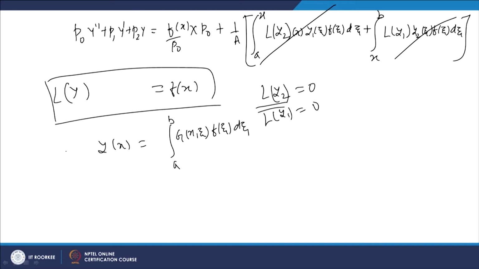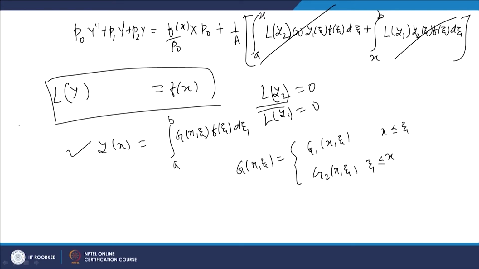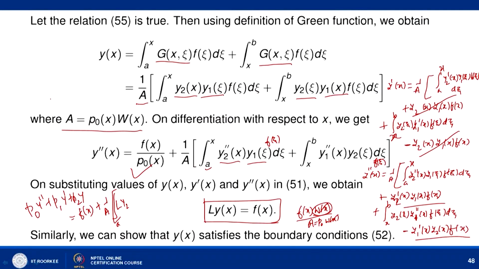So we have shown that if y of x is given by the integral from a to b of g xi f xi d xi, where g xi is defined as g1 xi for x less than xi, and g2 xi for x greater than xi, then your Ly is equal to f of x. That y of x will solve the non-homogeneous boundary value problem. So that is the content, that is one way.